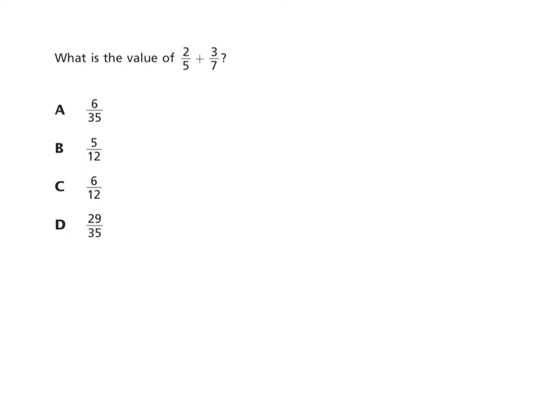So, for example, some kids might want to do this, and it breaks my heart. I've seen some kids in my class do this when they're tired, and they'll just add the numerator plus the numerator, and that would be 5, and 5 plus 7 is 12, and then they look over to the choices, and they see, whoa, I've got 5 twelfths, but that's not how it's done. We need to find a common denominator.